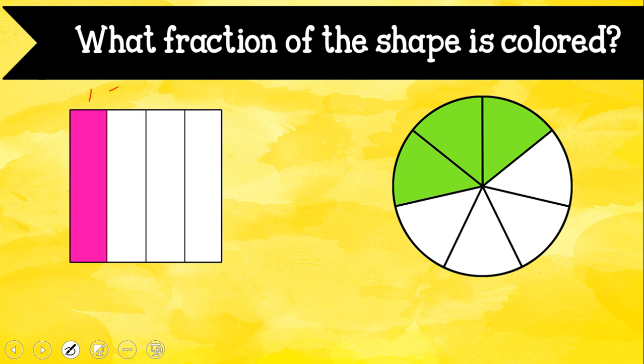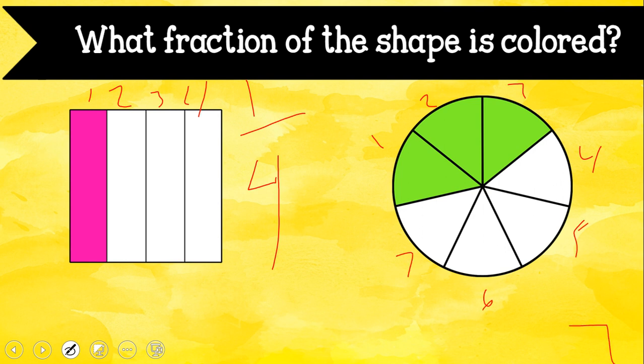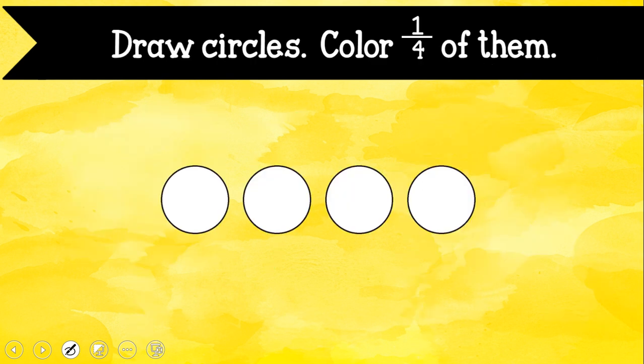Okay, so I have 1, 2, 3, 4. So 4 goes on the bottom because my whole shape is split up into 4. And 1 is colored, so 1 goes on the top. Okay, next. 1, 2, 3, 4, 5, 6, 7. So 7, my circle is split into 7. So to make it whole, if all of them were colored, it would be a whole circle again. So it would be 7 parts make up the whole, but I only have 1, 2, 3 that are colored. So it's 3 over 7. So that's correct, and that's correct.